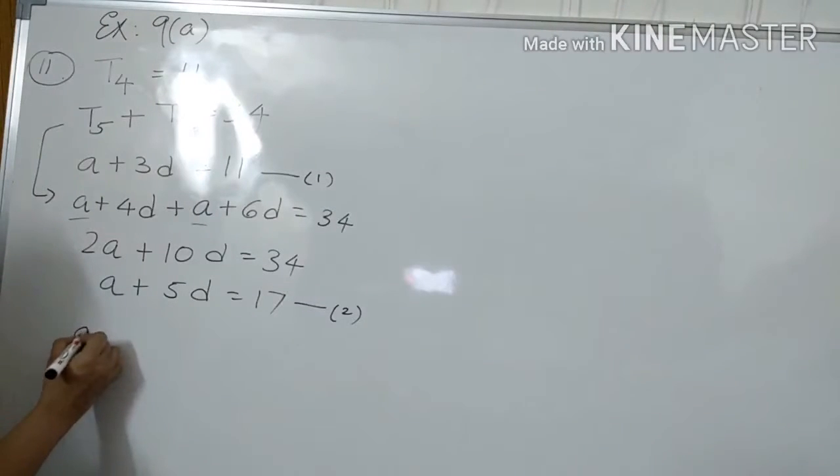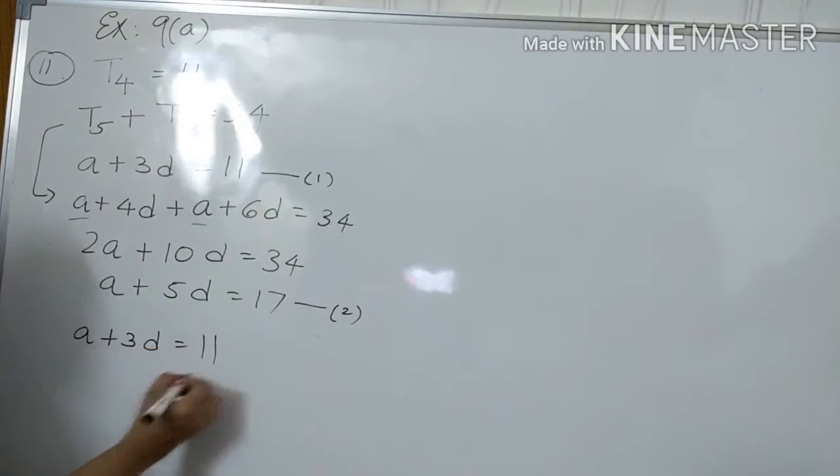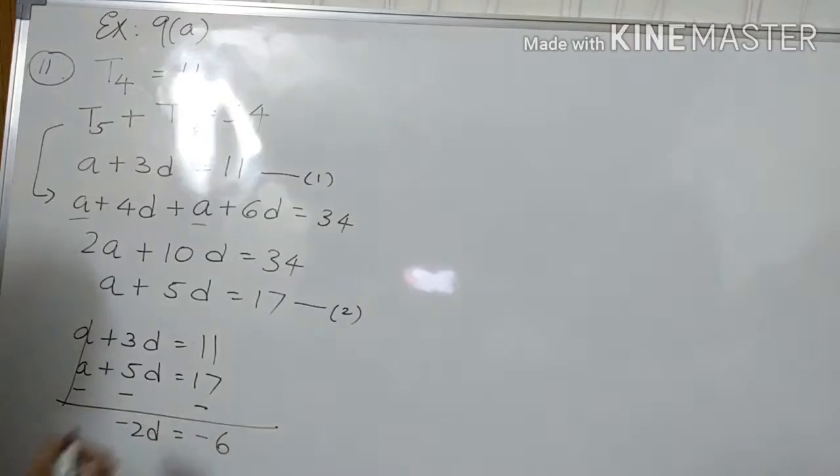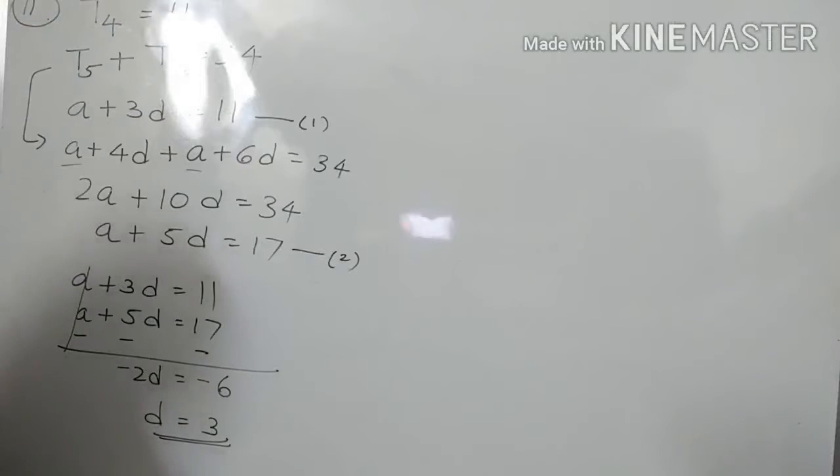So here I write the first equation, a plus 3d is equal to 11, and a plus 5d is equal to 17. Students, this is already studied prior, how to solve simultaneous linear equations. So now subtracting, a gets cancelled. Minus 5 plus 3 gets minus 2d, minus 17 and 11, so minus 6. So I get d is equal to 3 as my common difference. So here we got our answer, d is 3. Now you can see we get question number 11, d is equal to 3 as the answer.